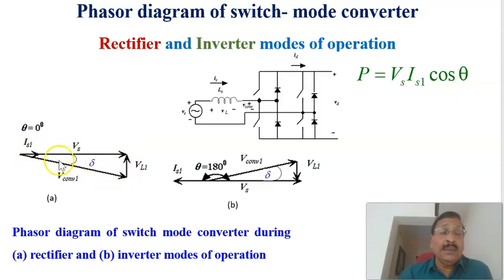Meaning that if you make the V converter 1 with a magnitude of this much and with a phase angle delta lagging the Vs by phase angle delta, then automatically the Is1 will become in phase with Vs, meaning that the fundamental current from the source will be in phase with the source voltage or AC voltage Vs, meaning that the power is flowing from the AC side into the DC side, or this is working as a rectifier. Therefore, that is the phasor diagram corresponding to the rectifier mode of operation.